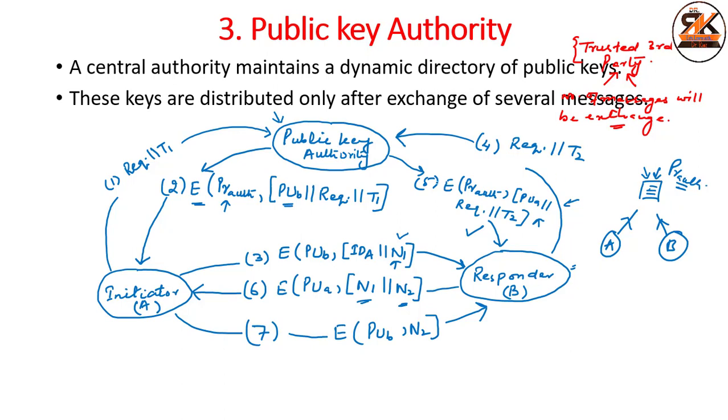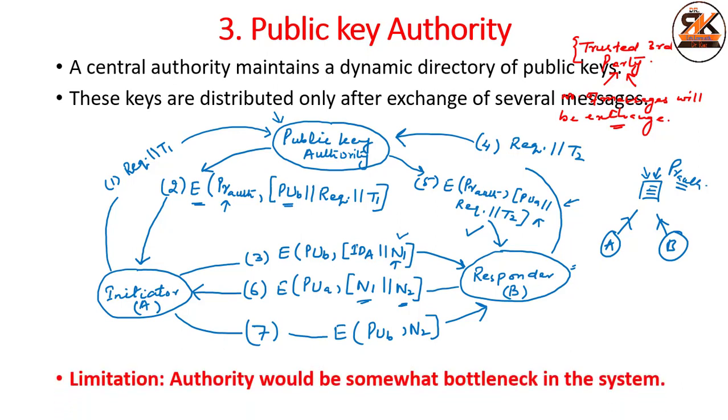But here, instead of using a direct approach, we are exchanging a number of messages, and then we are assured that we are getting the authentic keys from the third party. Okay, that's the difference, but there is still a limitation of this approach. The limitation is that here the third party, the directory authority, is going to be the bottleneck in this system.